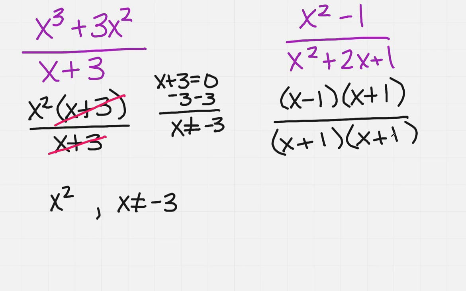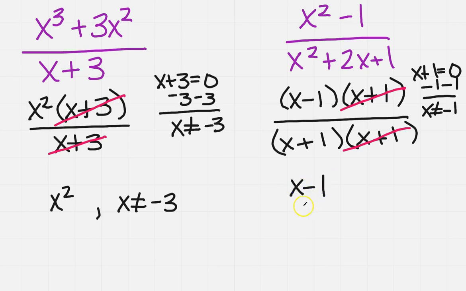Again, I need to find out what the denominator cannot be. So I've got x plus 1 equals 0, and I subtract 1 from both sides, so x cannot be -1. But I do notice that I've got anything over itself is 1, so they cancel. So I'm going to get x minus 1 over x plus 1, and then x cannot equal -1.